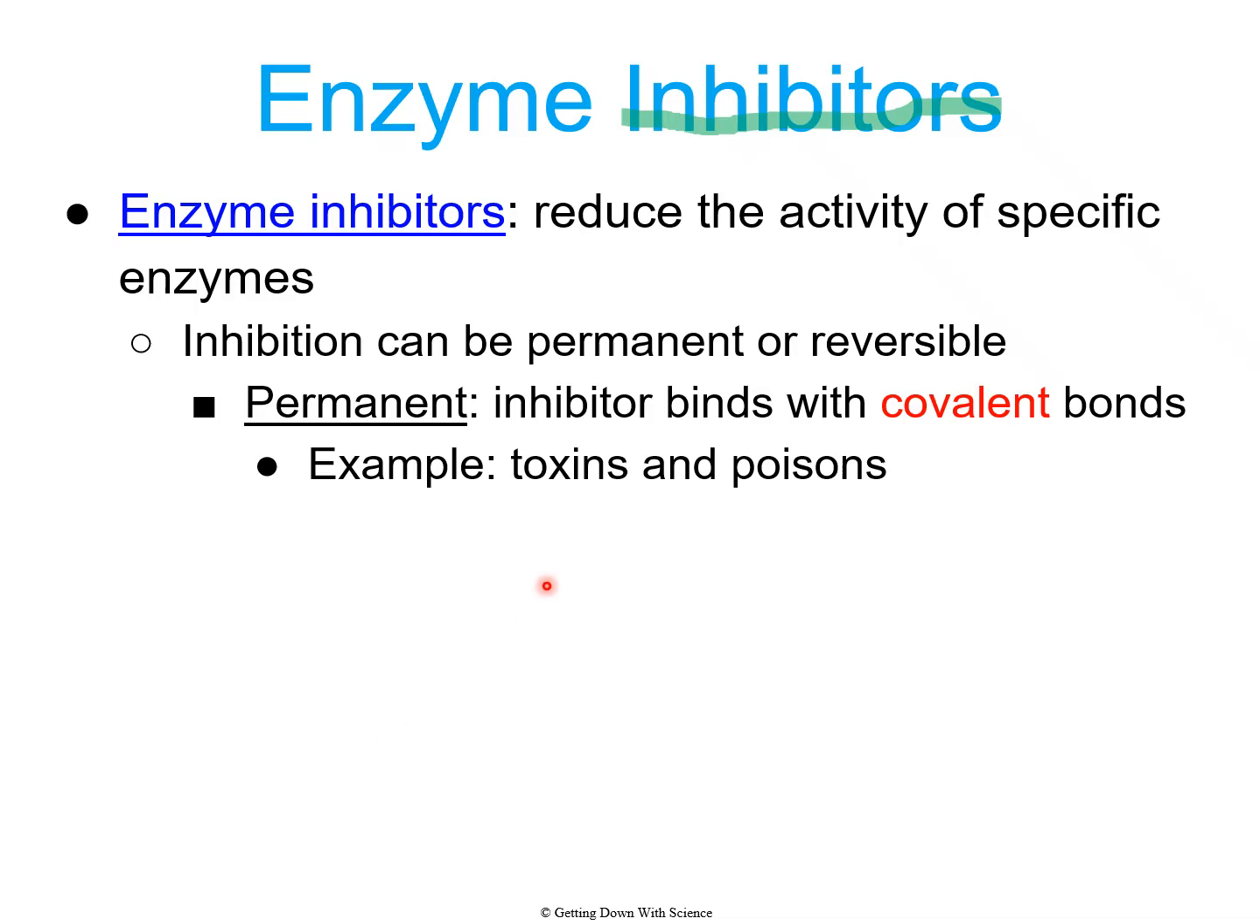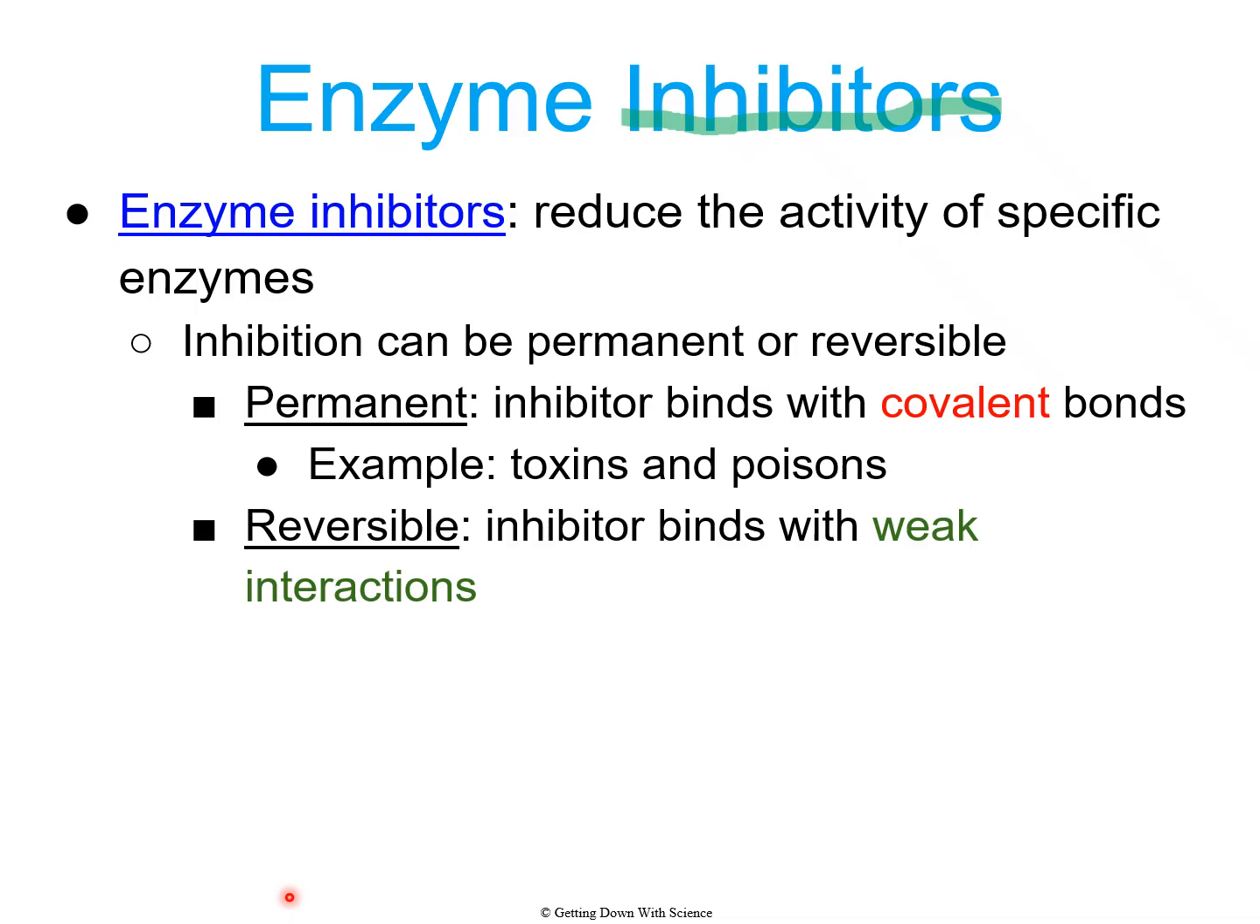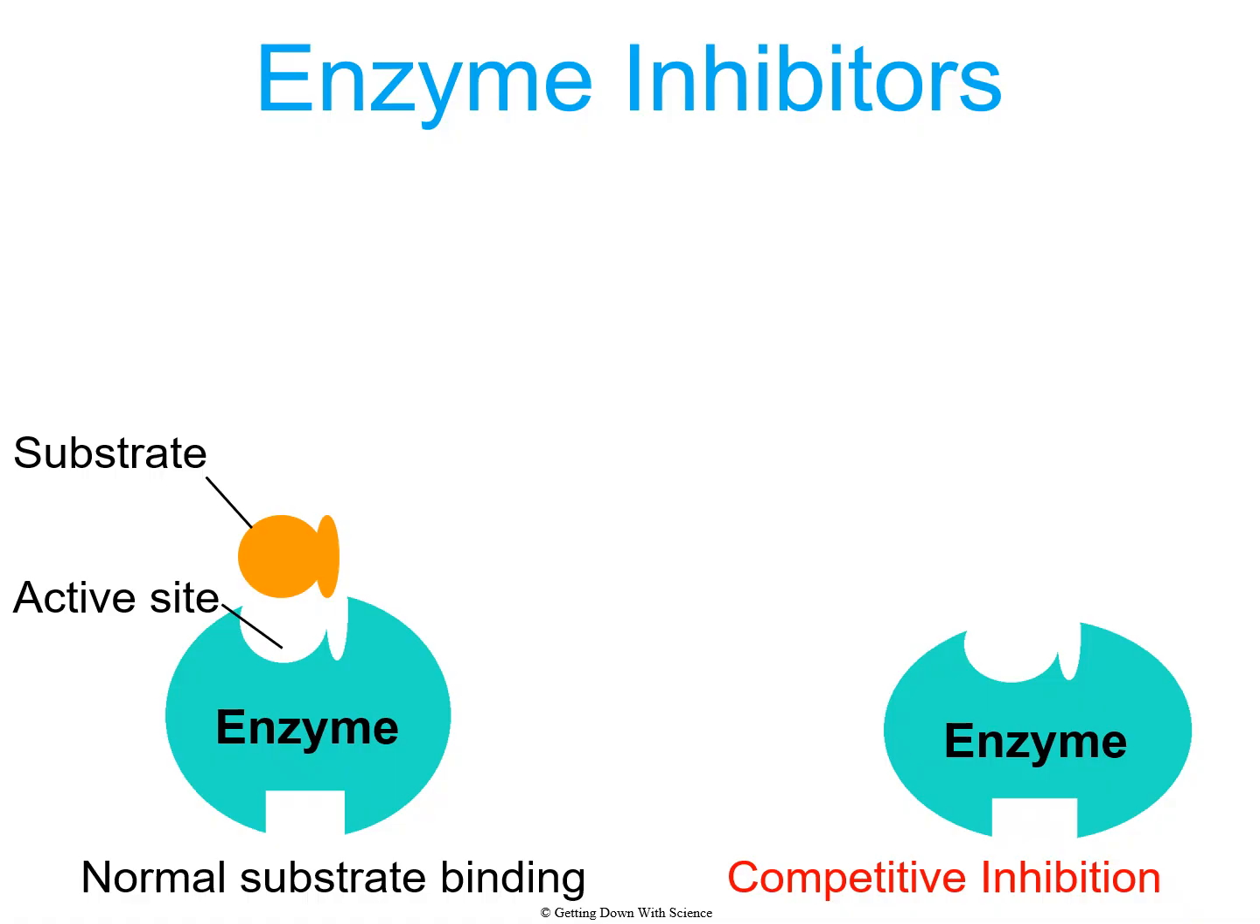And examples of these are toxins and poisons. So some toxins and poisons prevent enzymes from doing their job, and therefore they can be very lethal. Because if enzymes don't speed up reactions, depending on what those reactions are, they could literally cause death. Reversible inhibitors bind by other weaker interactions, so not covalent bonds, and those interactions can be easily broken.